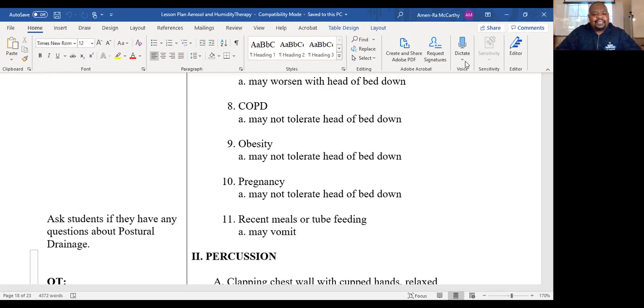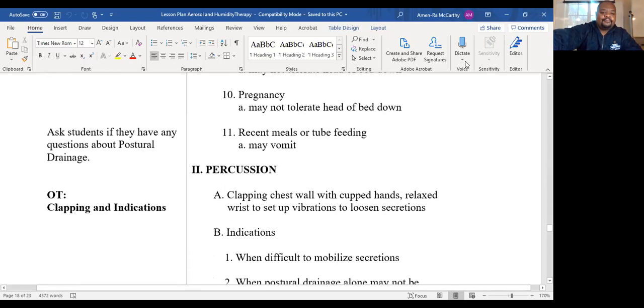And then finally, recent meals. If somebody just ate a big steak and potatoes dinner, and here you come talking about, I need you to put your head of your bed down, right? They might vomit on you. Okay, so those will be some of the contraindications for postural drainage.